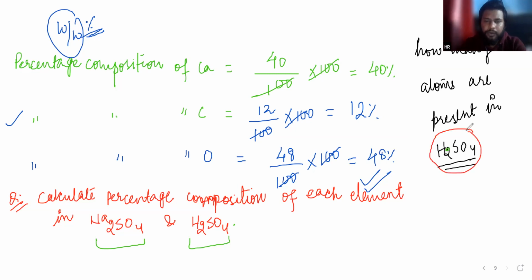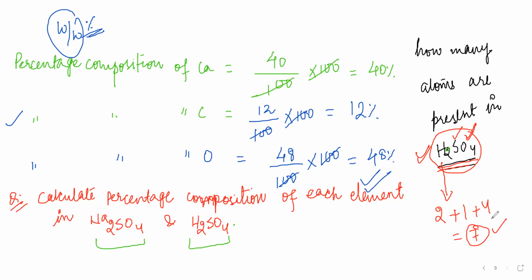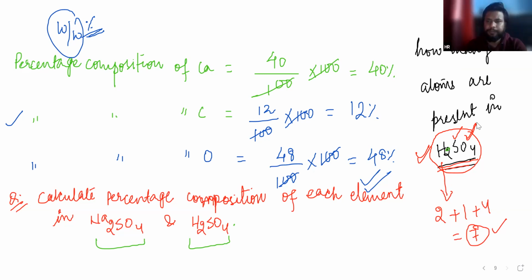It's a wrong answer. Just see how many atoms are present in H2SO4. How many atoms of hydrogen? 2. How many atoms of sulfur? 1. How many atoms of oxygen? 4. We just need to add up. How many atoms? 7. And how many types of atoms are present? 3 types: hydrogen, sulfur, and oxygen. Akash, got it? Yes, sir. Okay. Now solve the question.